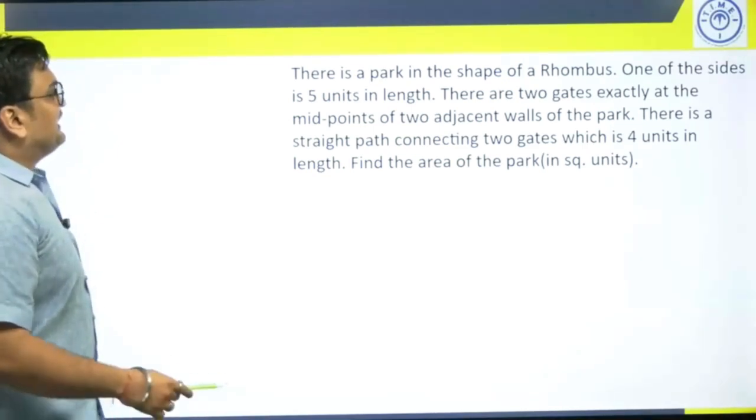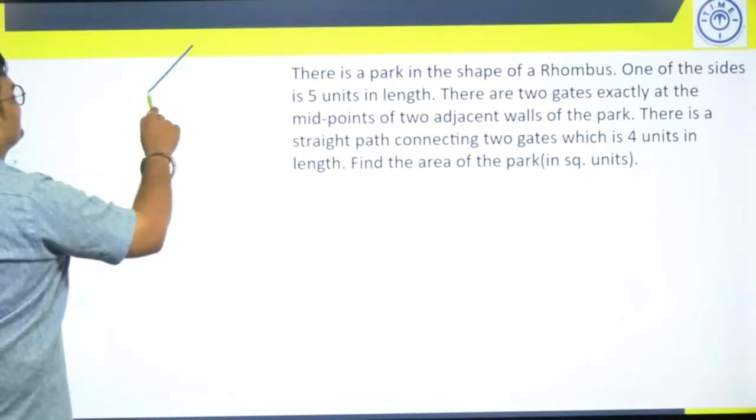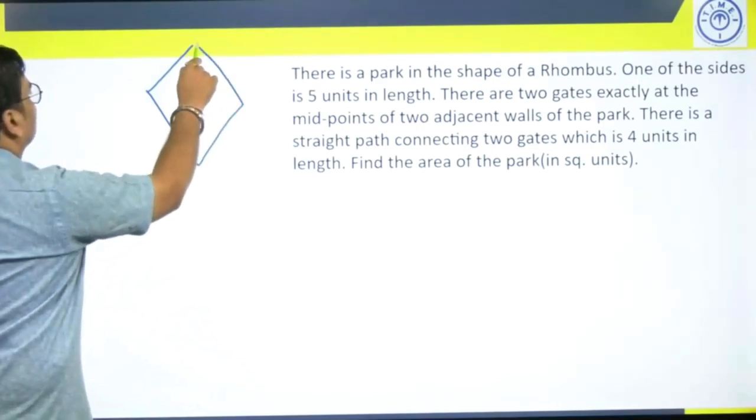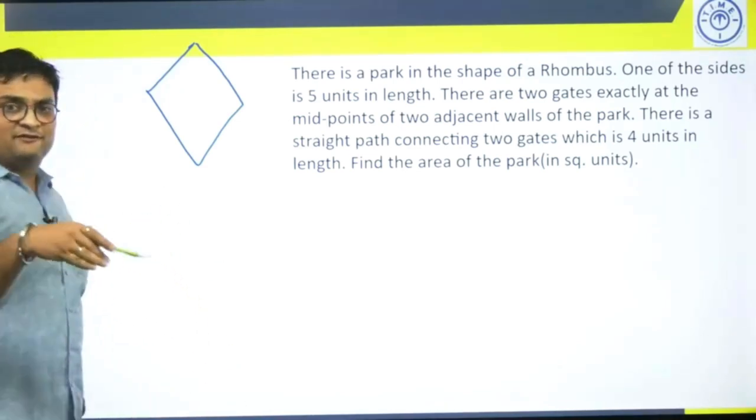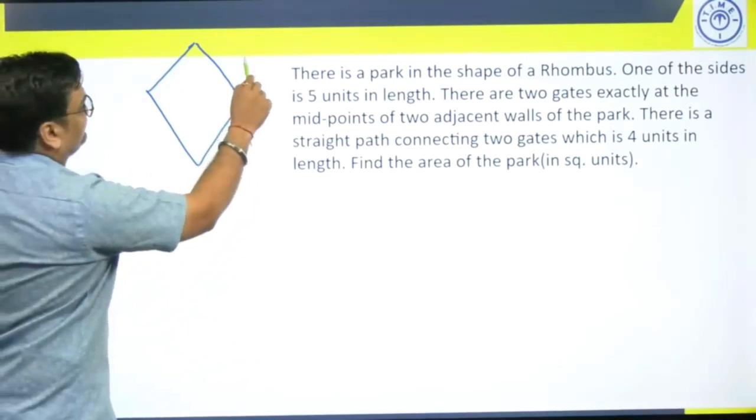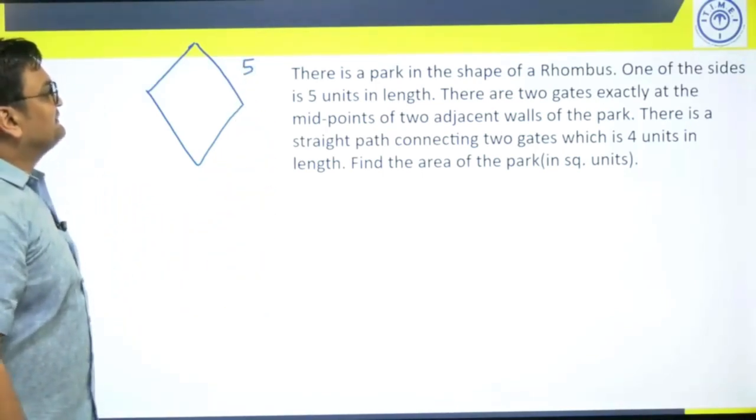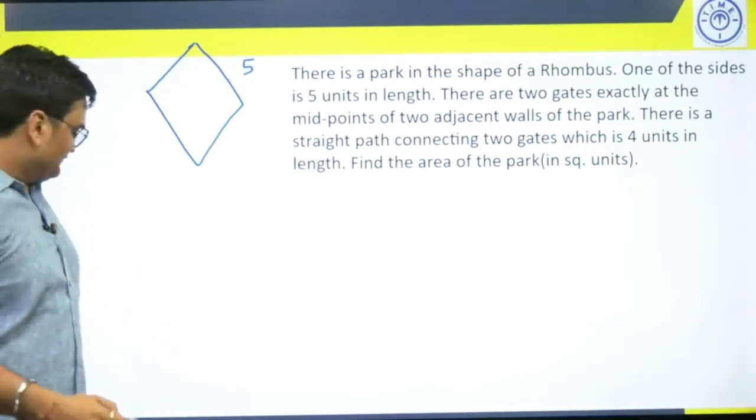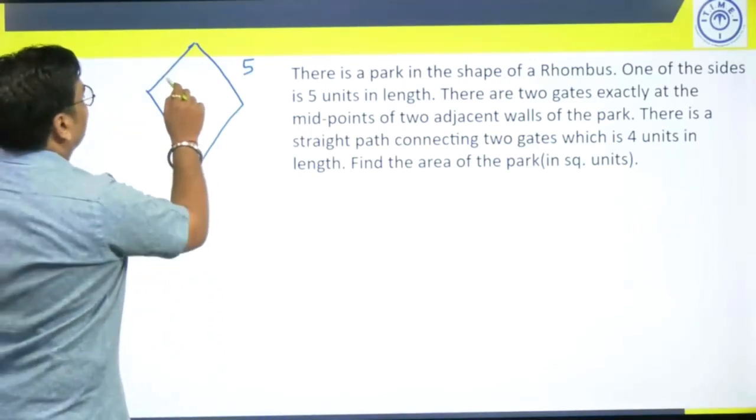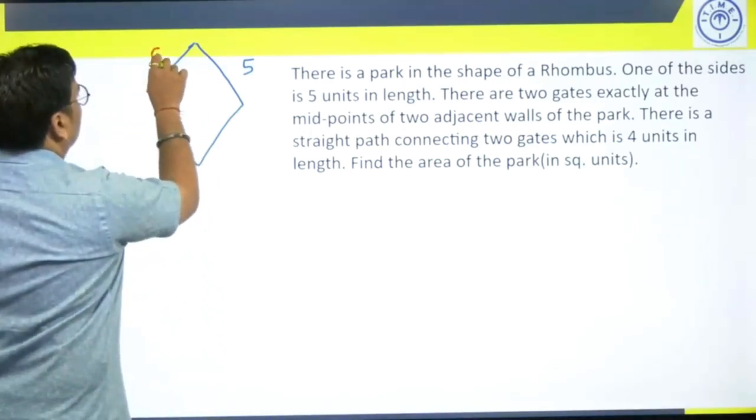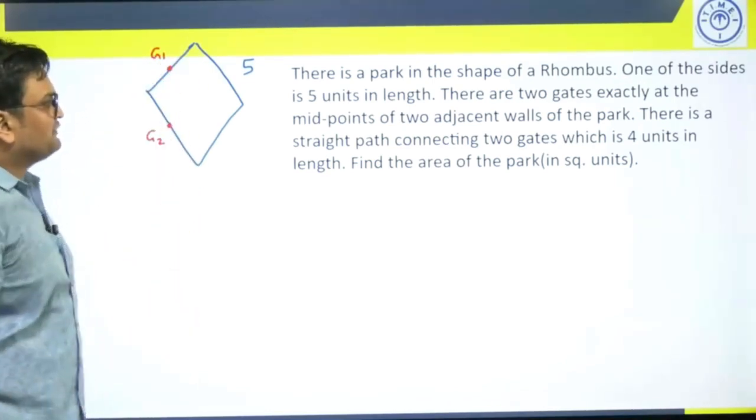So the question says there is a park in the shape of a rhombus. So rhombus is a parallelogram where all sides are equal. It looks like this. One of the sides is 5 units. So if one of the sides is 5, all sides are 5. There are 2 gates exactly at the midpoint of 2 adjacent walls of the park. So this is one gate, let us say this is gate 1, midpoint of the wall, gate 2, okay, 2 adjacent walls of the park.